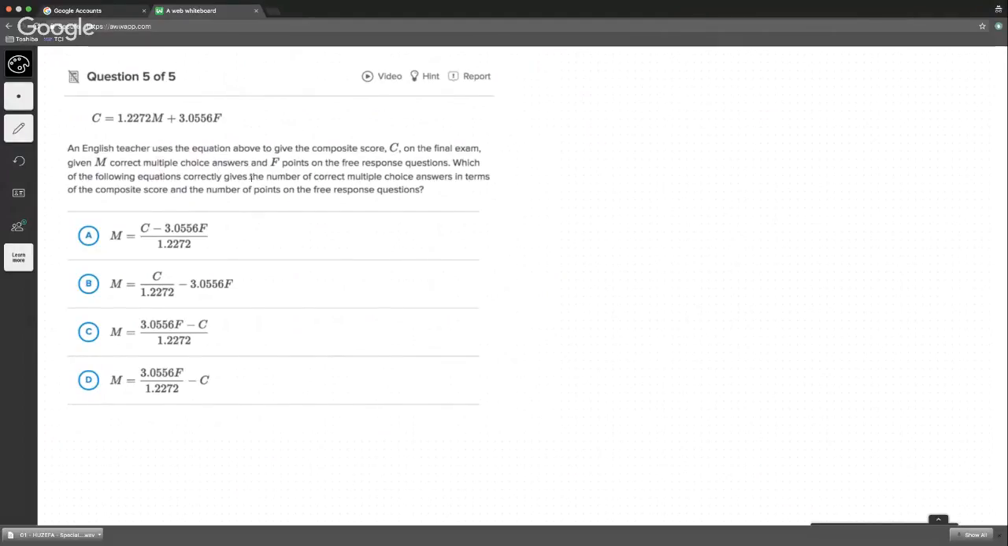Okay, an English teacher uses the equation above to give the composite score C on a final exam, given M correct multiple choice answers and F points on free response. This is just an equation to get a test score. And look, I can already tell you what they did too. They used these crazy coefficients, 1.2272, and in front of the F, 3.0556. And I think that is just an attempt to cloud this problem up and make it seem way more difficult than it is. If these were simple numbers, it would appear to be a much easier problem. Don't let that throw you either.